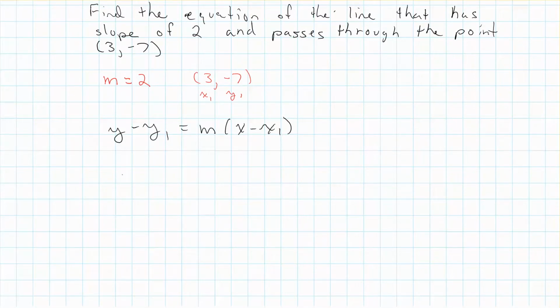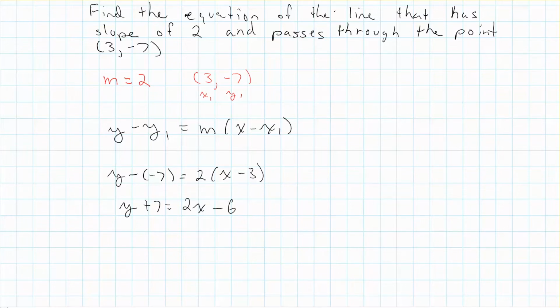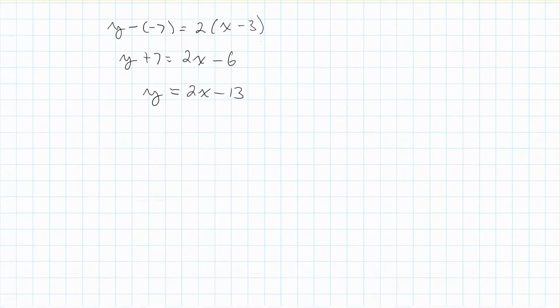So we'll substitute in, we'd have y minus -7 is equal to 2 times x minus 3. Then we just simplify this and put it in slope-intercept form. So we'd have y plus 7 is equal to 2x minus 6. Then to finally put it in slope-intercept form, we subtract 7 from both sides, and we get 2x minus 13. So pretty straightforward on this example. Next example we're going to look at isn't that much more difficult, but it just requires one more additional computation here.